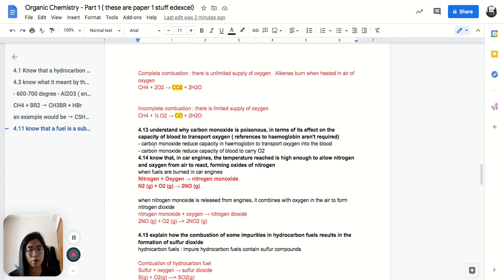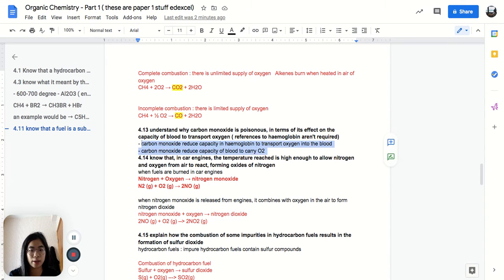4.30. Understand why carbon monoxide is poisonous in terms of its effect on the capacity of blood to transport oxygen. So I basically say carbon monoxide reduces the capacity of hemoglobin to transfer oxygen into the blood. If you don't want it to be that complicated, you can always say carbon monoxide reduces the capacity of blood to carry oxygen. That will already give you 2 marks.